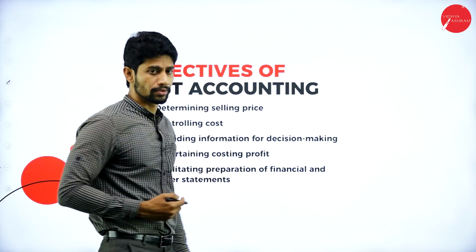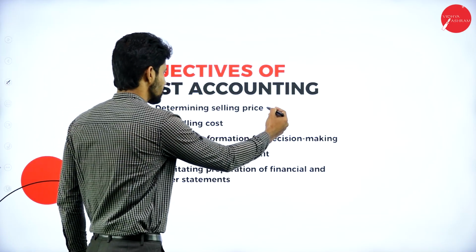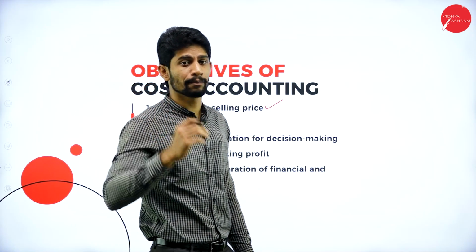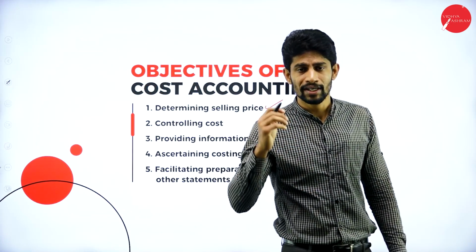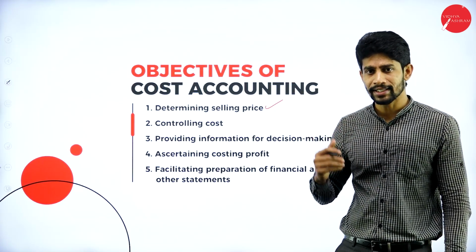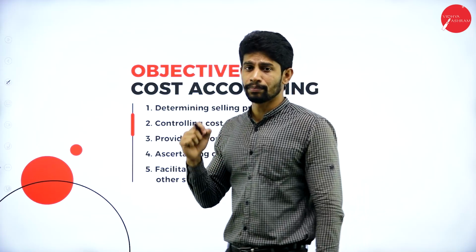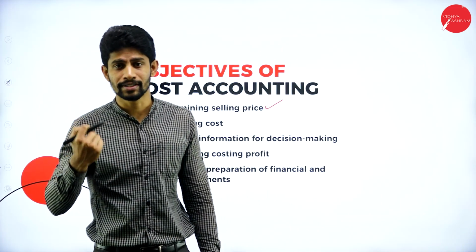What are those objectives? The first objective is determining selling price. Yes. To determine the selling price, you have to maintain cost accounting. If you are maintaining the cost accounting system, then easily you can determine the selling price of a product. How can you determine the selling price?